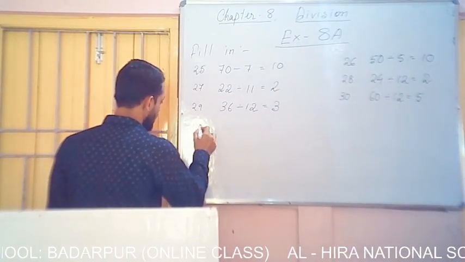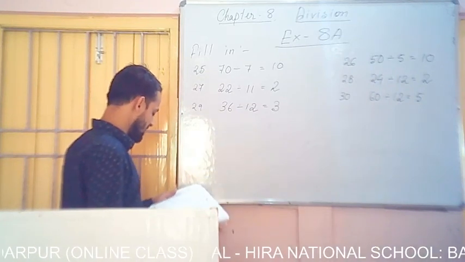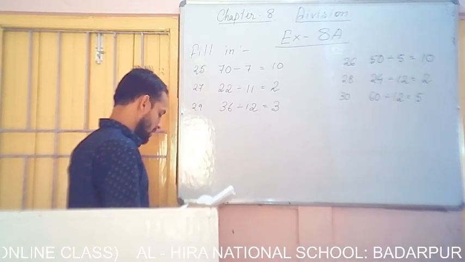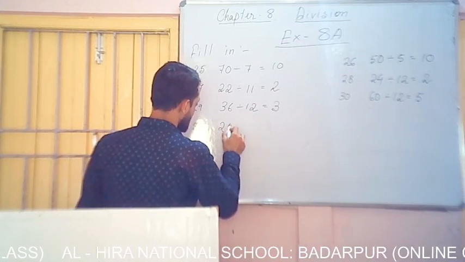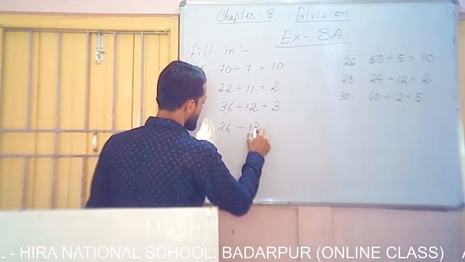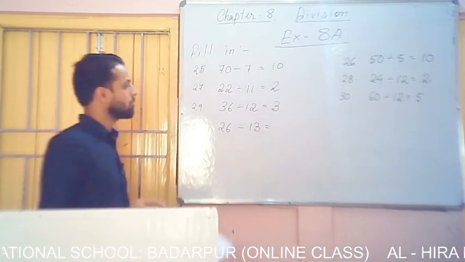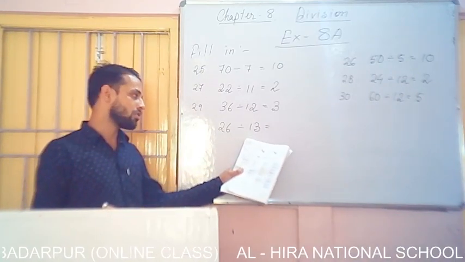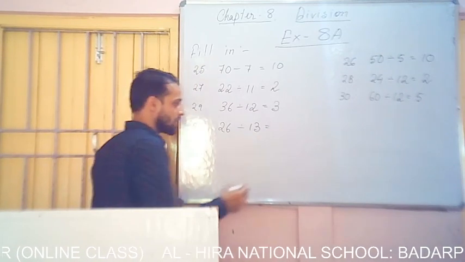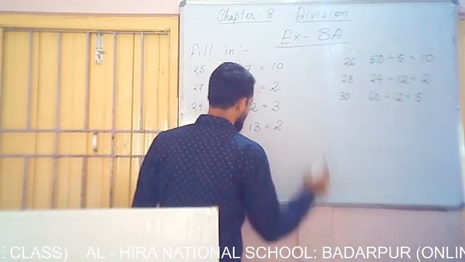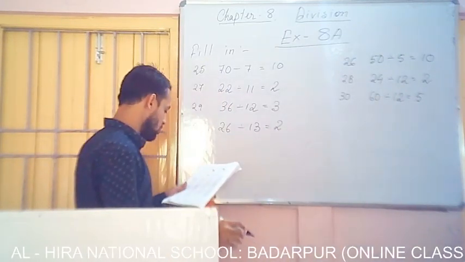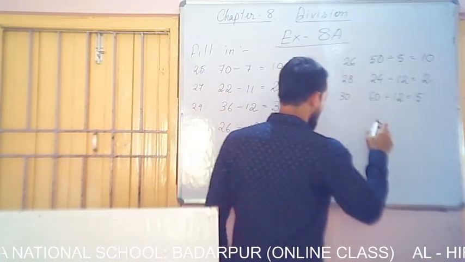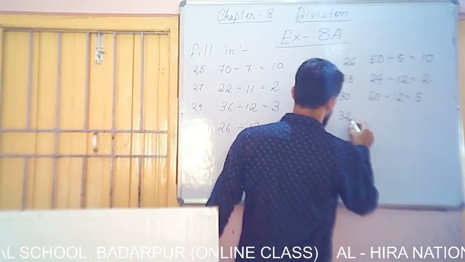Now the next question is what? 31. So the question number 31 is 26 divided by what? 13. Now we have to follow which multiplication table? Multiplication table 13. So if we go through this table, we will get what? 13 twos are what? 13 twos are 26. So that means here we are going to write what? 2.